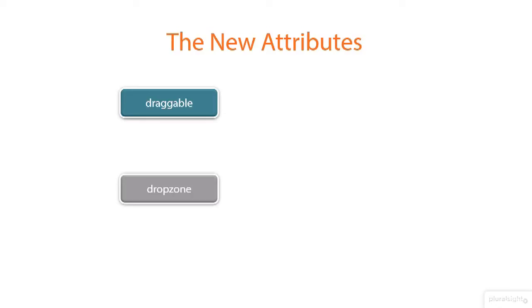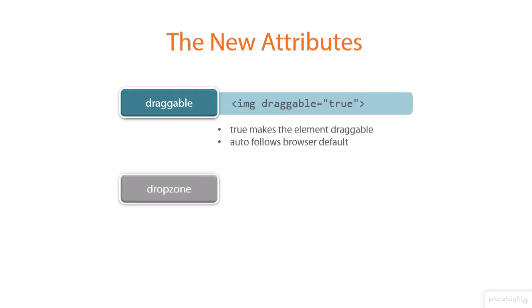There are two new attributes we can add on elements on our pages. The first one, draggable, is used to mark an element as a possible draggable element. An element becomes draggable when we specify the value of draggable to be true. Being draggable means that the browser will allow the user to perform a drag operation with that element. We can use this attribute on just about all elements. It's not limited to a particular type of element.